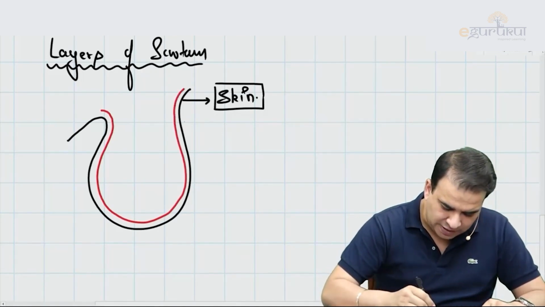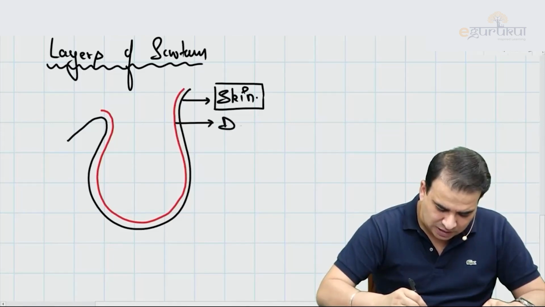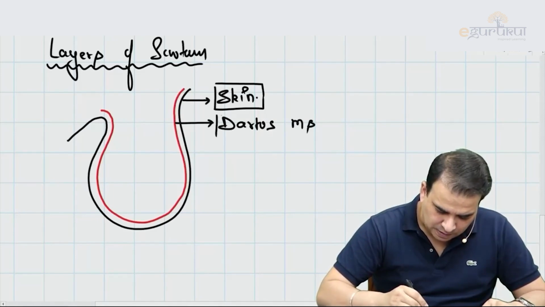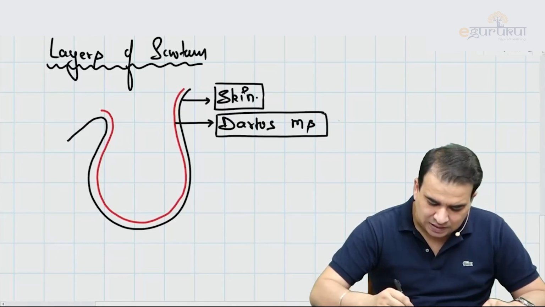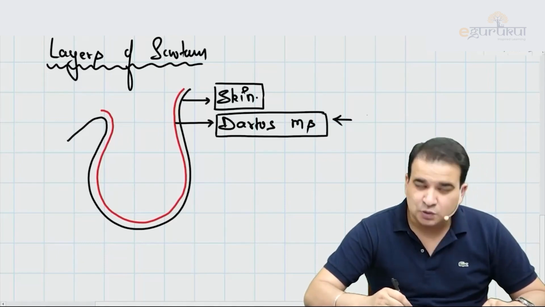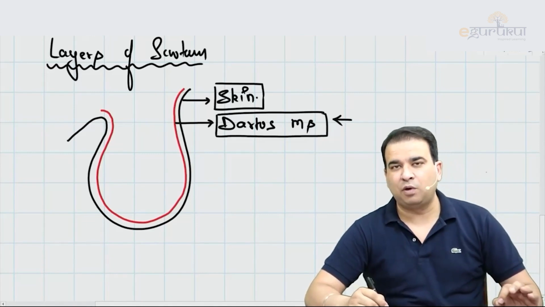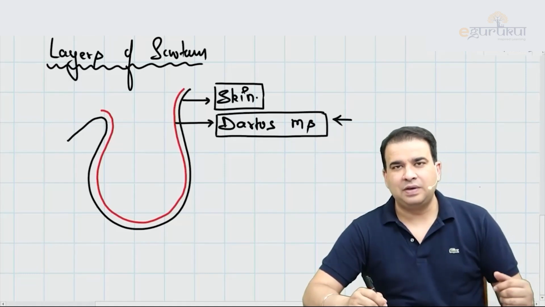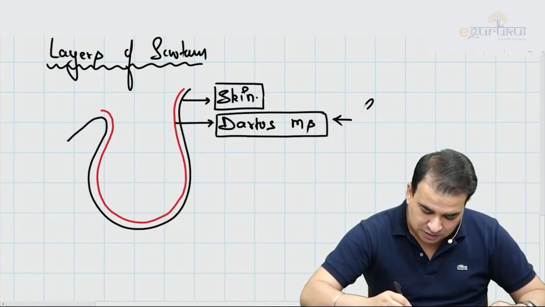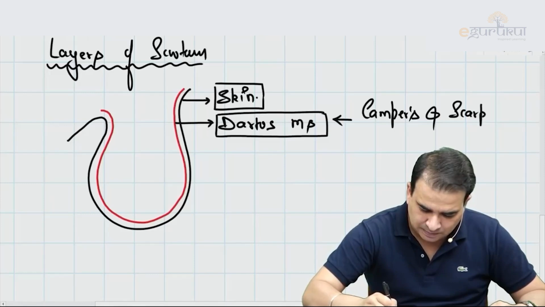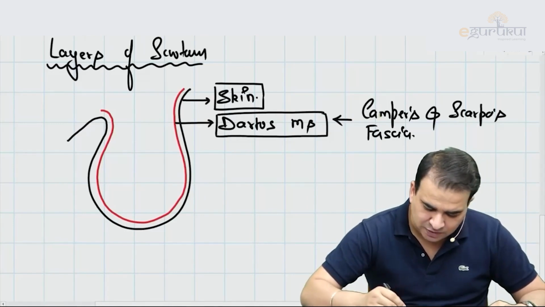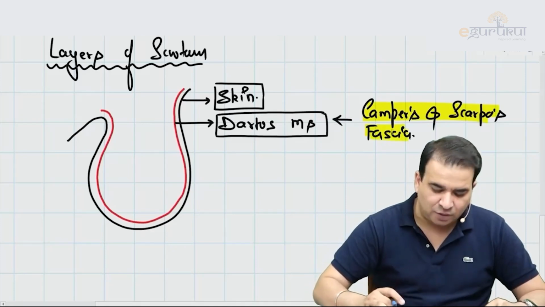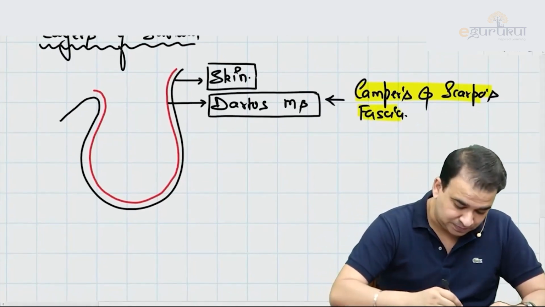The dartos muscle and fascia, which we will again talk about in the perineum as well. This is the dartos. Once again, the important thing to note is that the dartos muscle is actually a continuation of the superficial fascia of the anterior abdominal wall. There is no deep fascia on the anterior abdominal wall. We have Camper's fascia and we have Scarpa's fascia. Camper's and Scarpa's fascia are the ones which continue and form the dartos muscle in the scrotum.